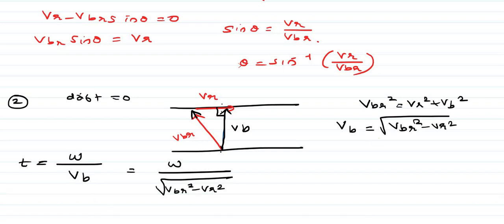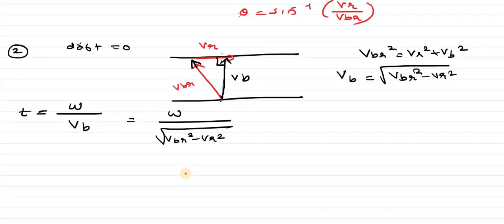Okay. So when drift equal to 0, what is the time taken? Time taken will be equal to W by VB, so W by root of VBR square minus VR square. This is the thing. Clear? And remember, at this point, when drift equal to 0, I have already proved it: sin theta, theta is what? Sin inverse of VR by VBR.